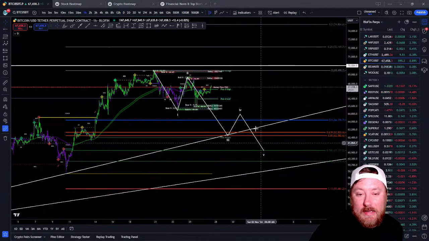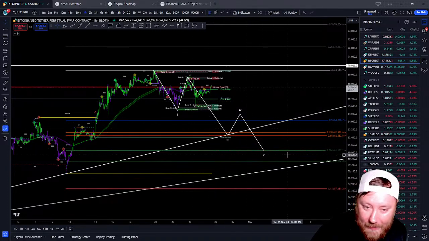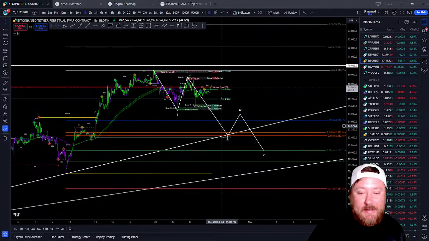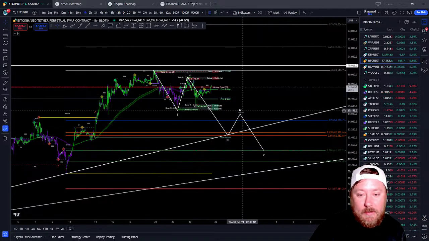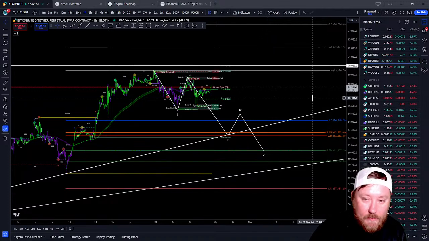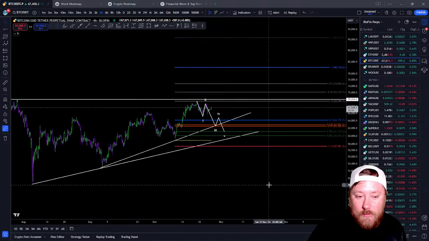They typically do mark bottoms. 5-wave downwards structures typically can mark bottoms, from my experience. But yeah, I'm trying to think, and then from there just look for more impulsive moves to the upside. What do I have here?